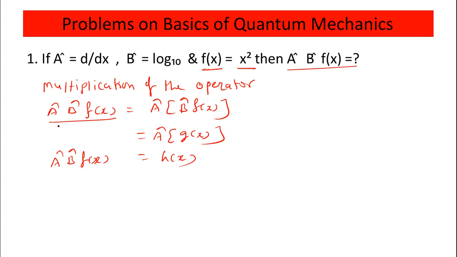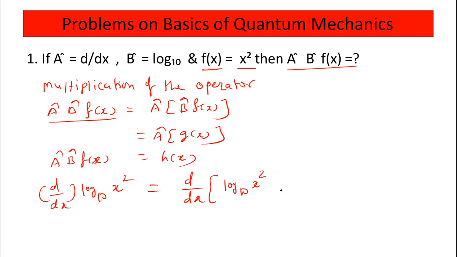So we are having operator A equal to d by dx. Operator B is given here, log to the base 10. And f of x is equal to x square. So let us do this multiplication of the two operators. First of all, let us apply log 10 here: d by dx in bracket, log 10 x square.